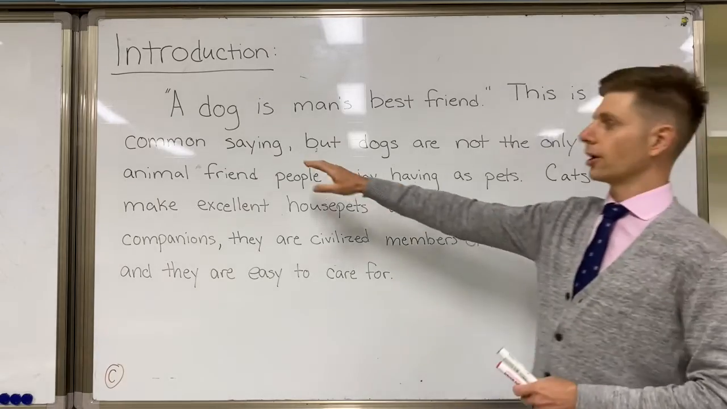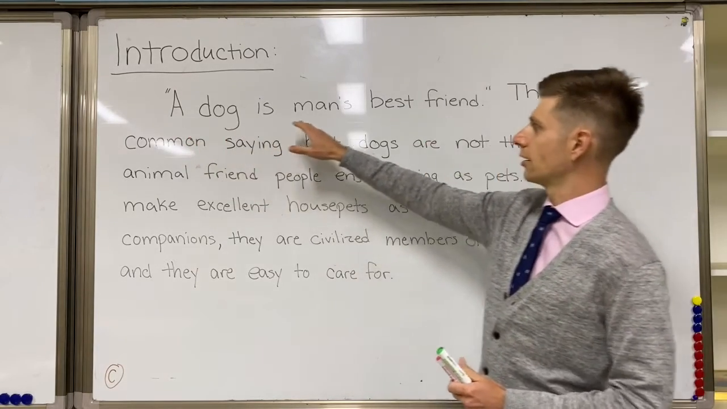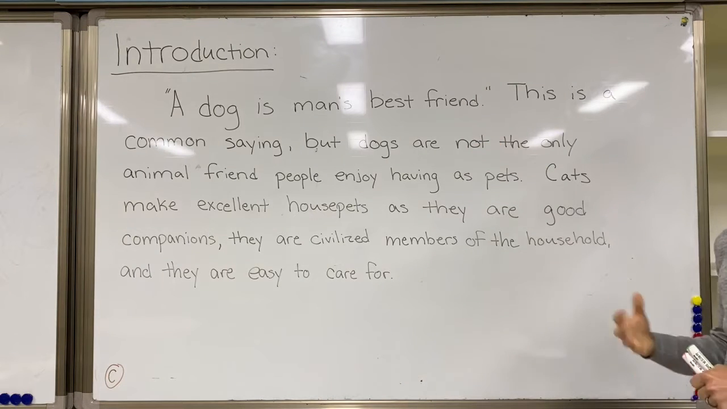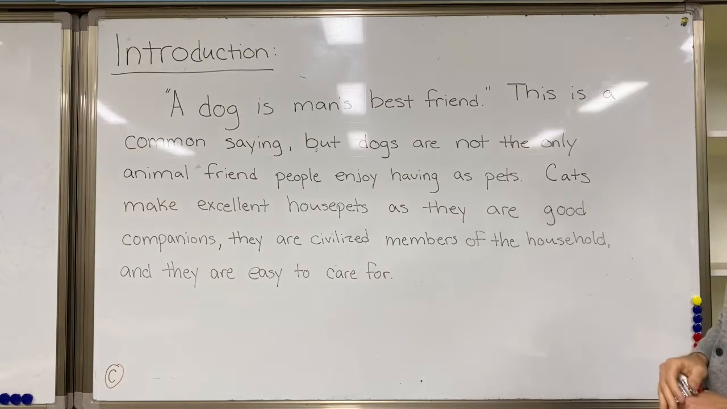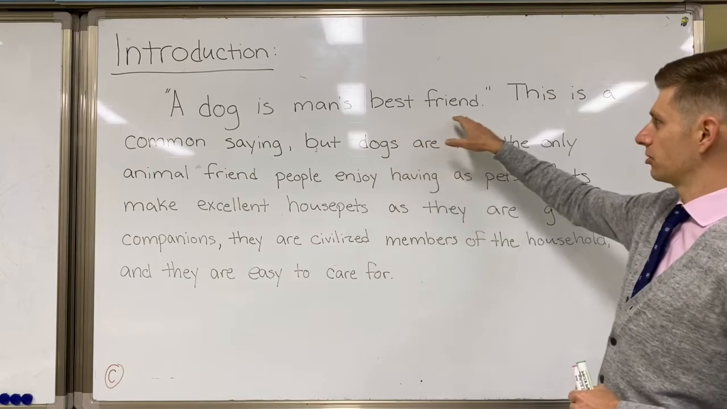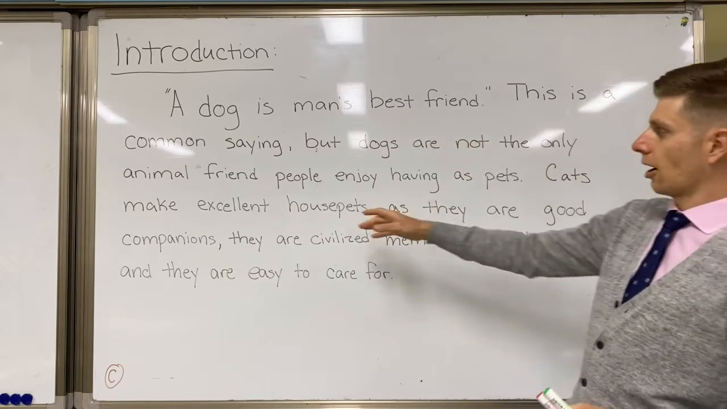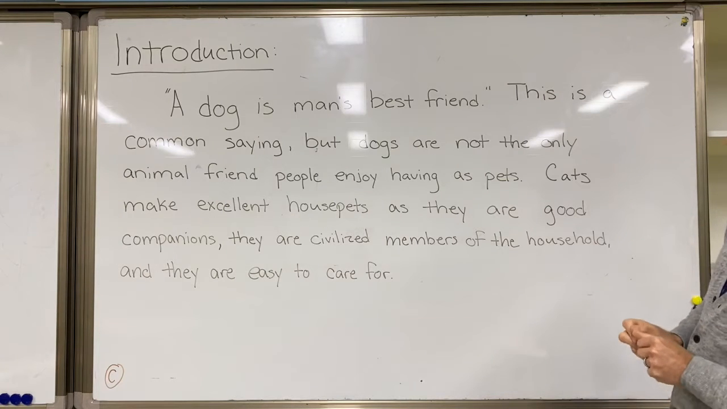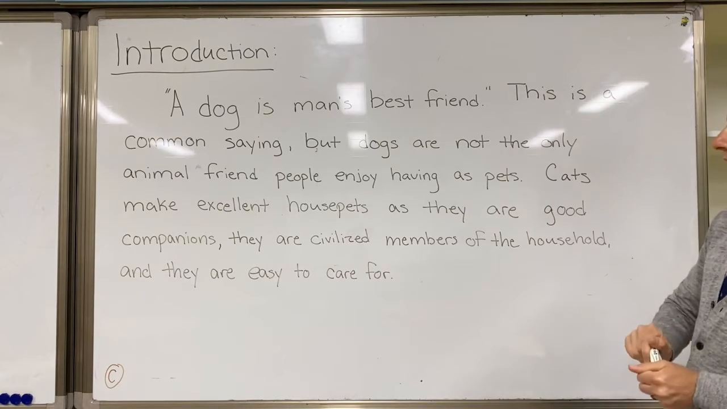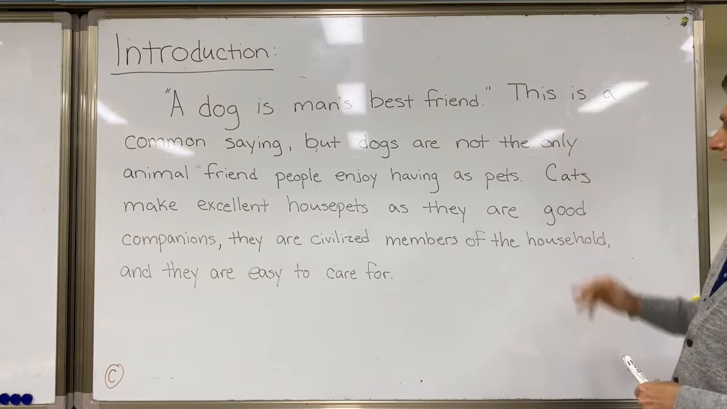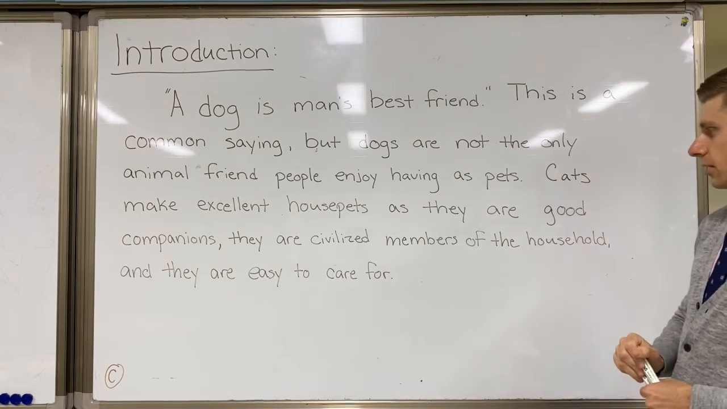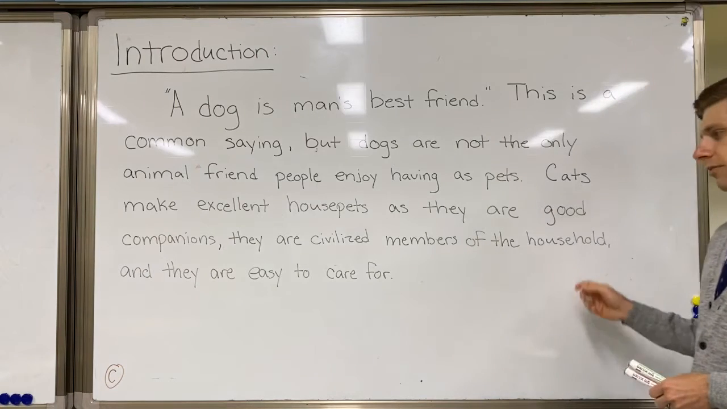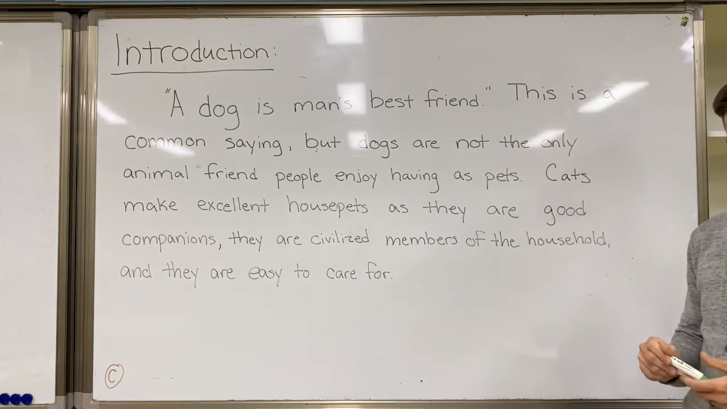So we start with a hook. A dog is man's best friend. It's a quotation. It's something that a lot of people have heard before. Okay? So a dog is man's best friend. This is a common saying, but dogs are not the only animal friend that people enjoy having as pets. Cats make excellent house pets as they are good companions, they are civilized members of the household, and they are easy to care for.